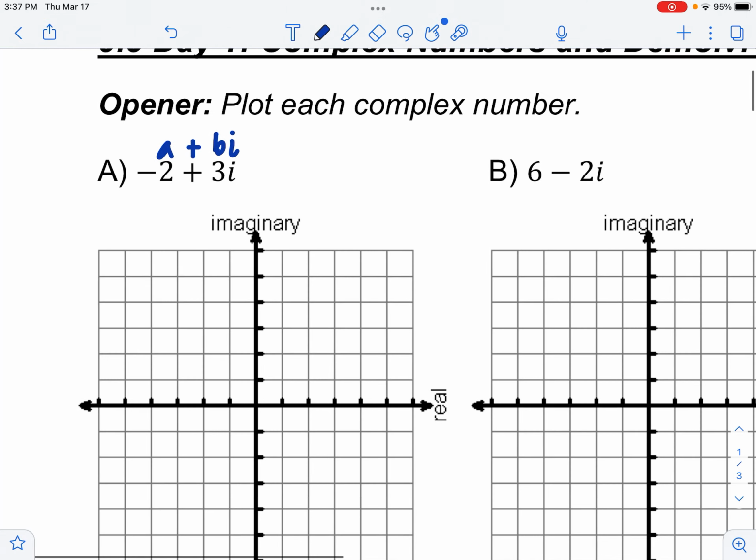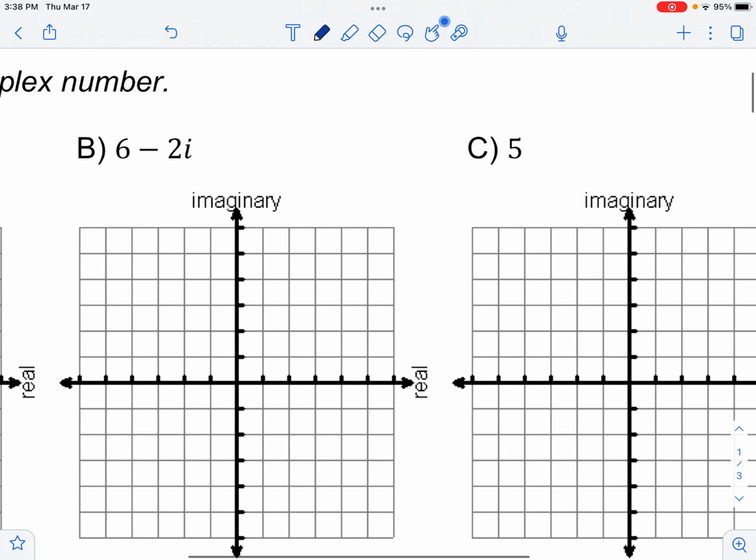So we can graph this. This is telling us to go left 2 into the real parts. So that's this direction, right? And this is telling us to go up 3 into the imaginary direction, so that direction. So really, it's like plotting the point -2, 3. Go left 2, up 3, and there's your point. Same idea here. Right 6 into the reals, down 2 into the imaginaries.